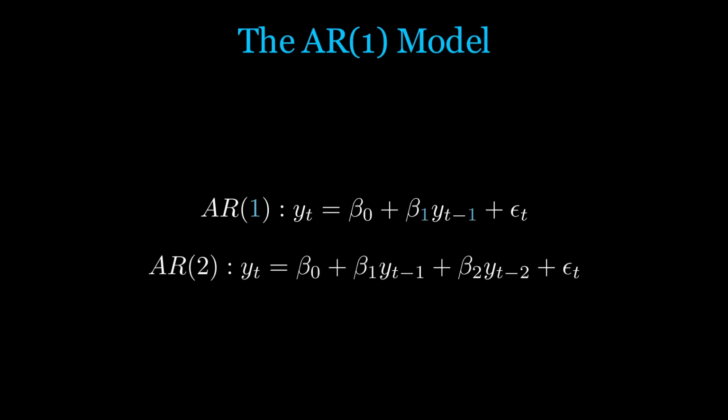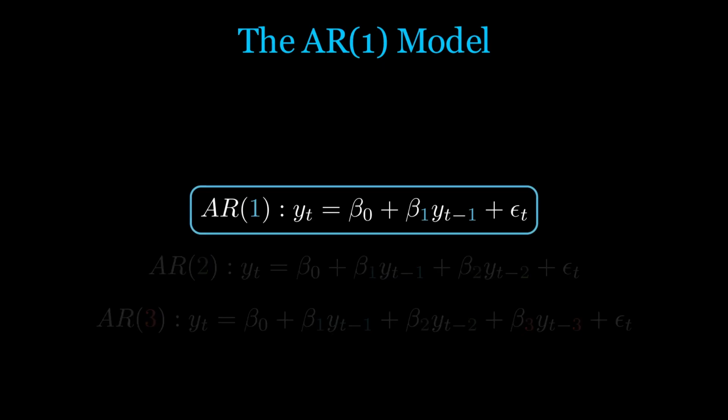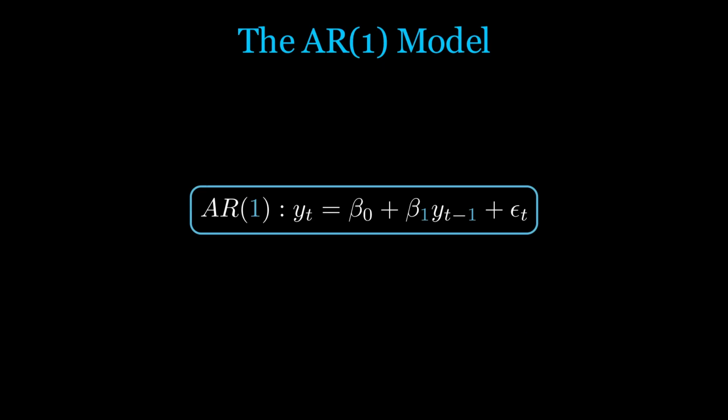An AR2 model would include a sum of the first and second lags. An AR3 model would include a sum of the first 3 lags, and so on. The syllabus only requires specific knowledge of AR1 models, so we won't cover higher order models in detail in this video.